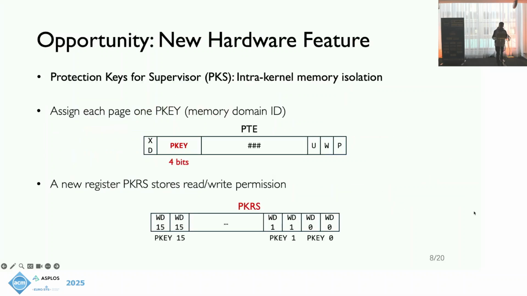A recent CPU hardware feature, PKS, provides the opportunity for creating the new privilege level. PKS enforces memory isolation in one kernel address space. It divides the space into 16 isolation domains and uses 4 bits in the page table entry to represent the memory domain ID of a specific page. And it also introduces a new PKRS register to store the read-write permission of each domain.